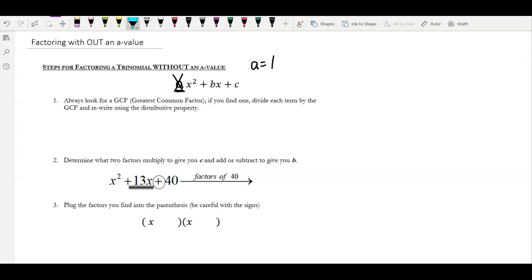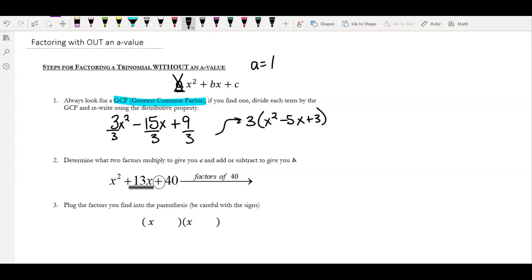There are some things that we should always do in factoring, and the biggest thing we're going to do throughout the whole year, whenever you factor anything, is always look for a GCF. If you can find one, then you divide each term by that. So let's do an example. Let's say I have 3x squared minus 15x plus 9. If you notice, 3 can go into each of those, so I will always try and take out my GCF first. It makes the problem easier, and sometimes that's the only thing you can factor. But you always want to try and find a GCF.